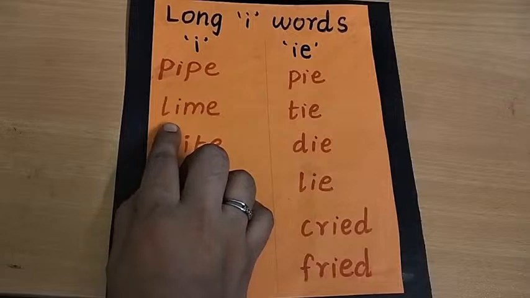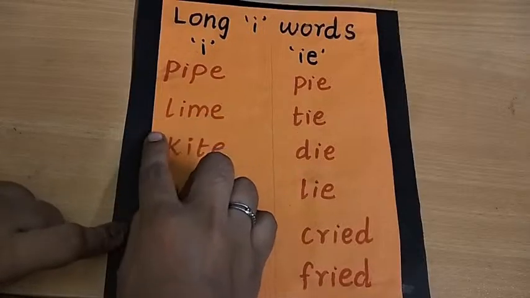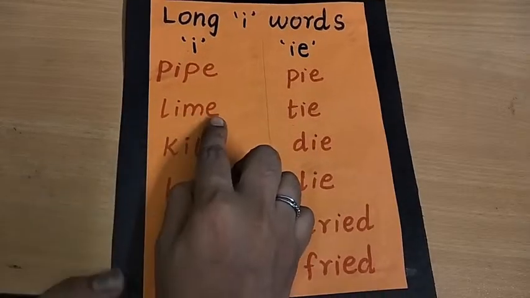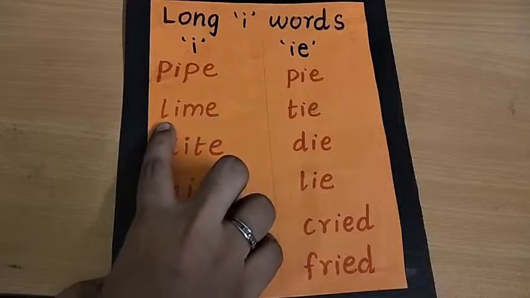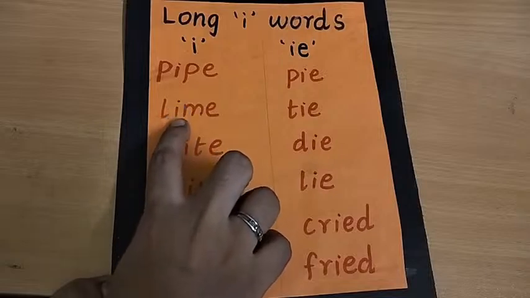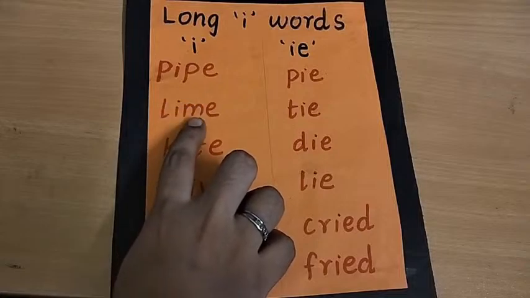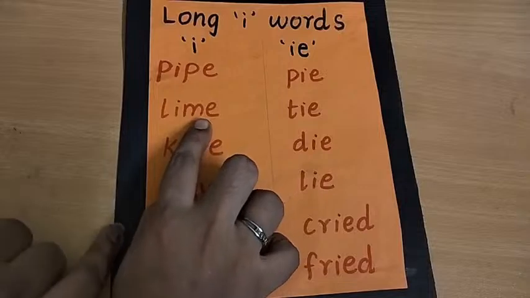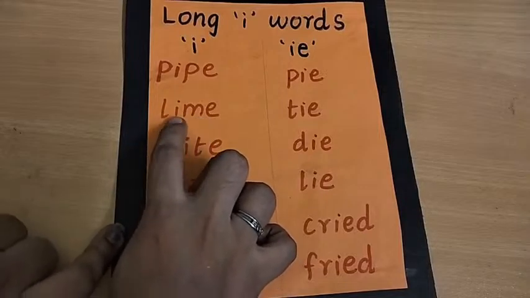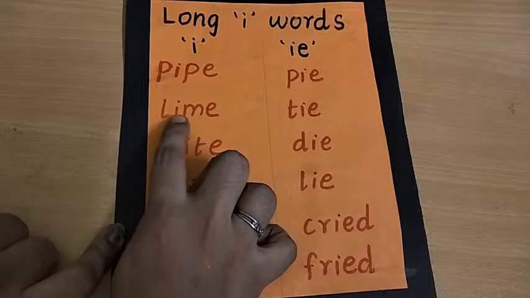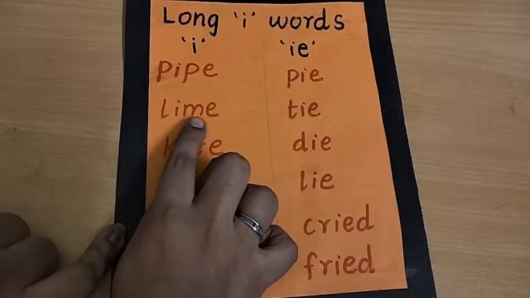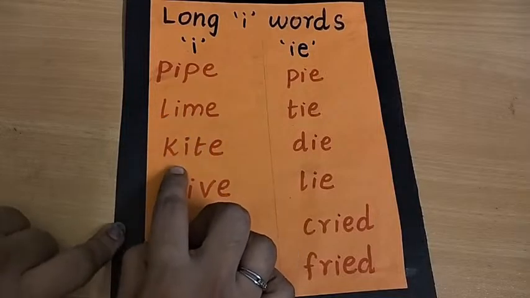Next I'll come to the next one. L, I, M, E. Okay. Here also you have the letter E at the end. So the sound of L is L. Next you have to give the longer sound of its original sound, that is I. The sound of M is M. So how do you have to pronounce? L, I, M. Lime. Okay. I'll come to the next word.